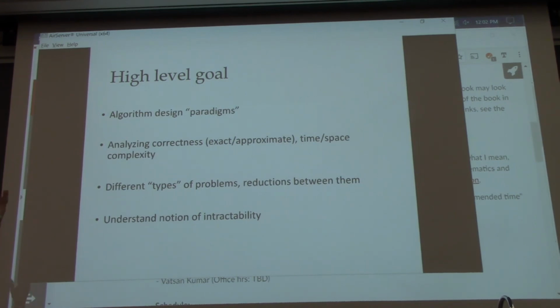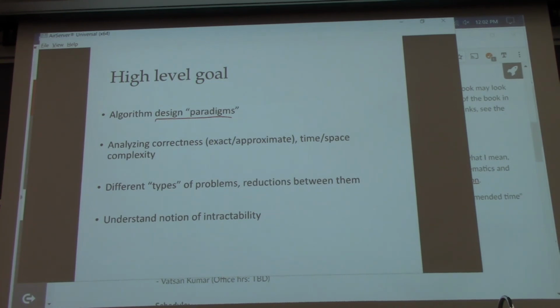here are the high-level goals of this class. In this class we'll see a lot of problems, and it's important not to be overwhelmed by it. The goal is to give you a sense of various ways of coming up with algorithms for problems. So if you see a new problem, you might have a set of techniques you can use to solve it. Okay, so that's the first one.